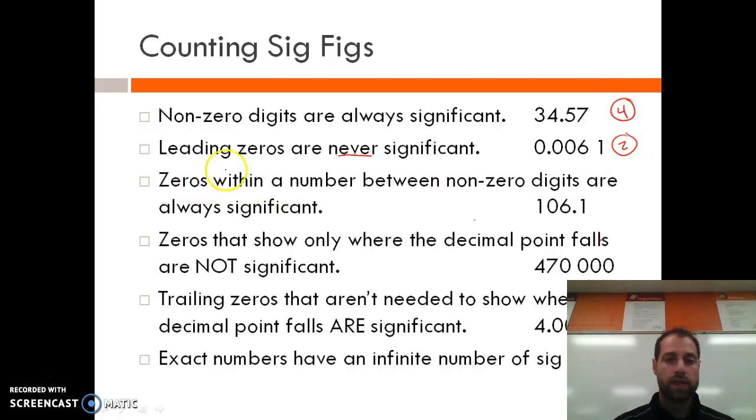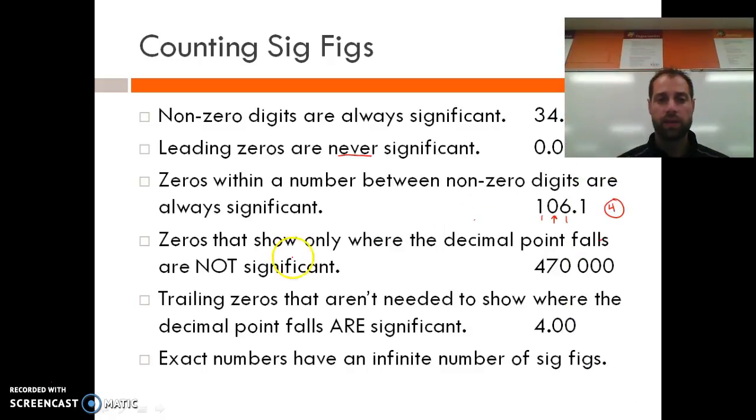Our third rule, zeros within a number between non-zero digits are always significant. So because this is a non-zero digit and this is a non-zero digit, this zero is significant. So we have a total of 4 significant figures.